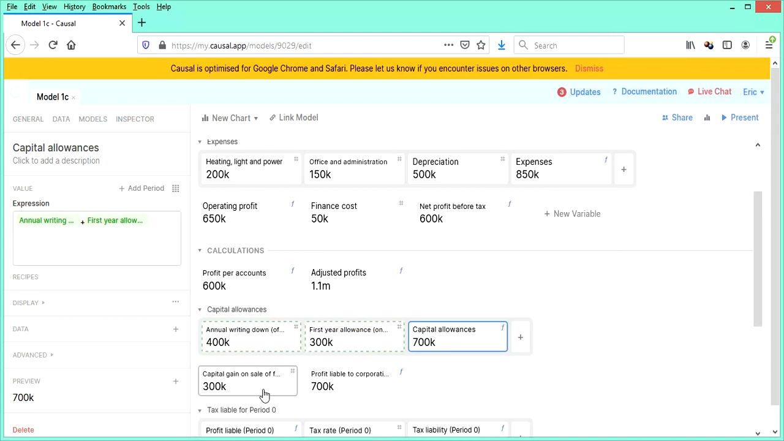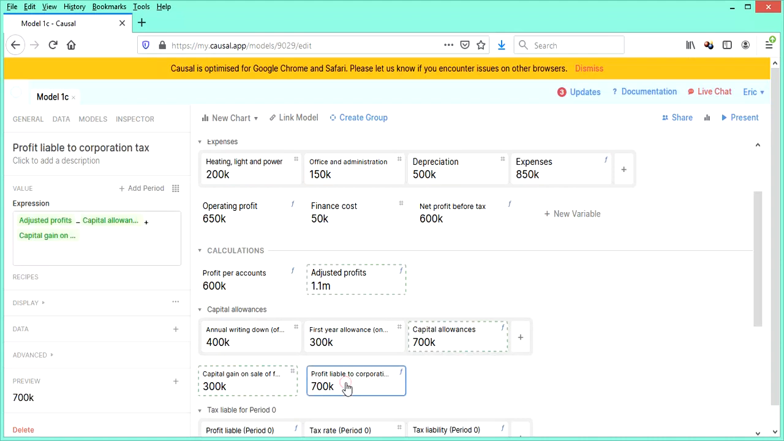However, in addition, the company has sold a factory, and the capital gain on that sale is 300,000 pounds. So the total profit liable to corporation tax is the adjusted profits minus the capital allowances plus the capital gains, which gives us 700,000 pounds.